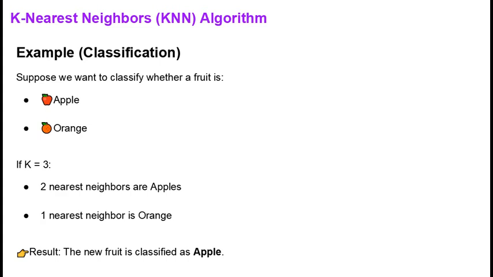Then the remaining next closest label is in another category, that is orange. So the new fruit is classified as the apple because the apple is having the majority of voting. So that's why the new fruit is classified as apple instead of orange.